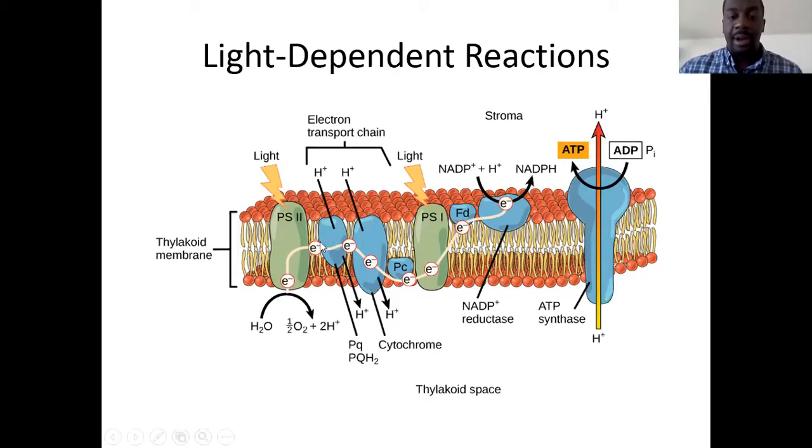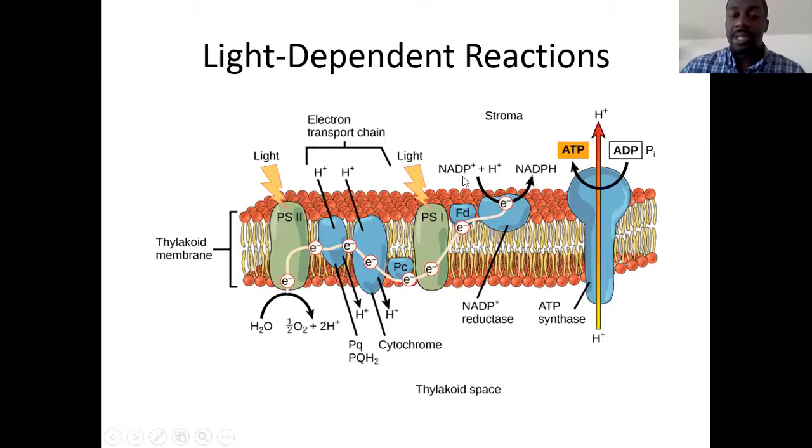Then the electron continues to move through, and eventually it hits photosystem 1. At this point, the electron is moving a little bit slow, so it needs to get re-energized. So another photon of light is going to hit photosystem 1. That's going to re-energize this electron so that it has enough energy to move through these last two complexes. Once it hits this last complex called NADP plus reductase, again, don't worry about the name, just worry about what it does.